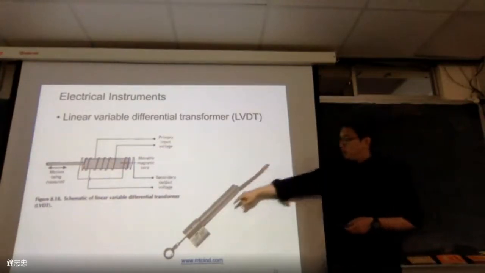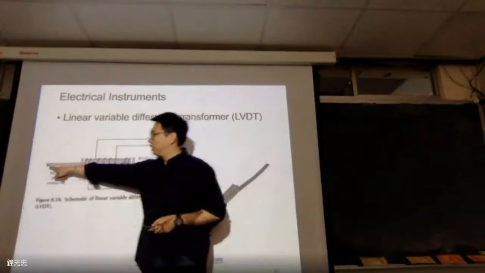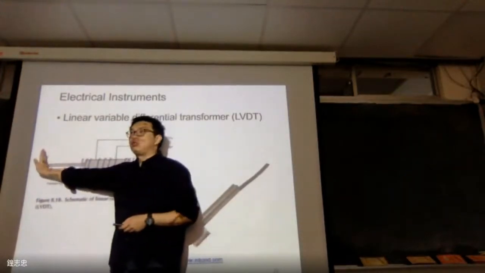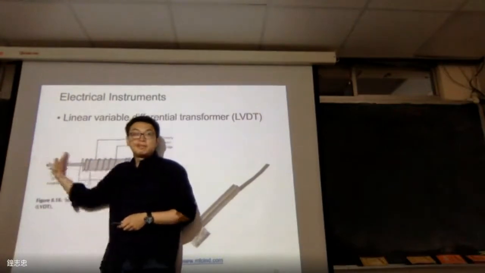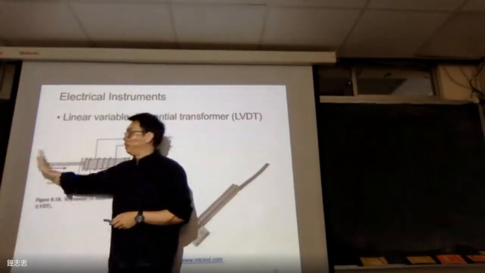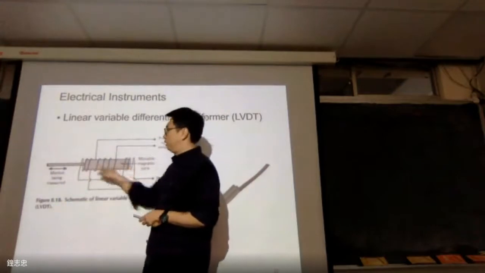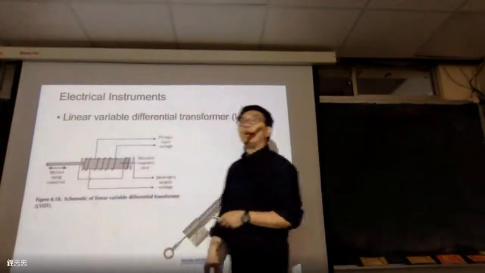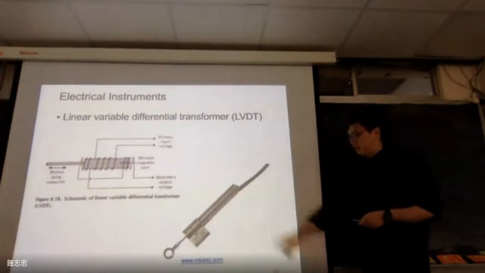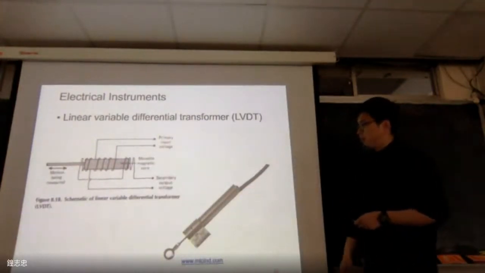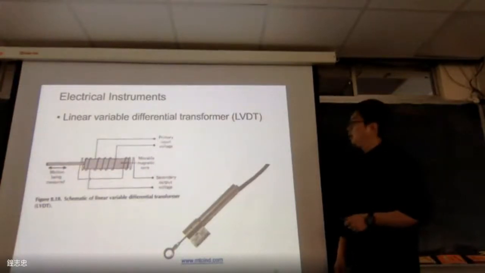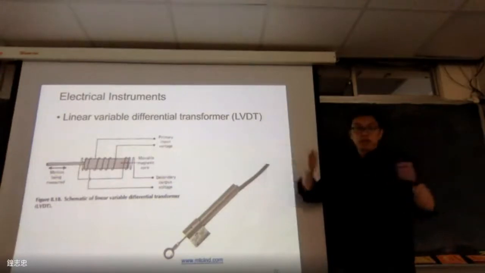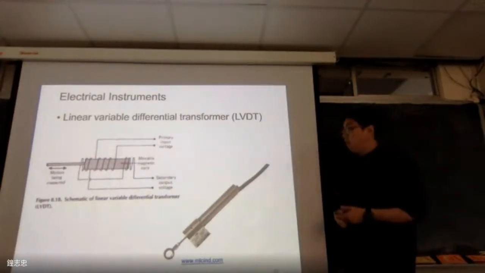So this is the idea of the product. This is the core, the central rod, as I say. So if I try to measure the displacement, I can use the LVDT to know the displacement of this central rod. So this is a commercial product. This is the LVDT, mostly to measure the change of the distance.